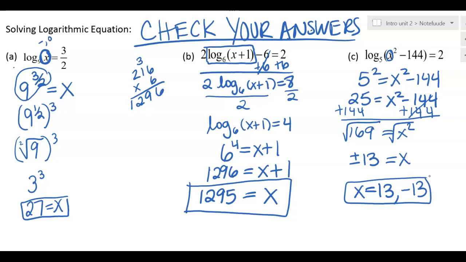I know that here none of them ended up not working. If something didn't work, we would exclude it as a solution. So in this one right here, let's say negative 13 didn't work, then you just wouldn't write negative 13 and your only solution would be 13. In this one, if 1295 didn't work and I had to exclude that solution, then my answer would be no solution because I have nothing left to solve that problem. Is that okay with everyone?